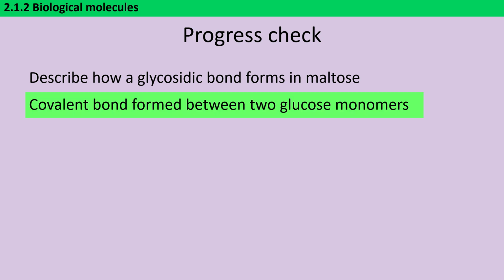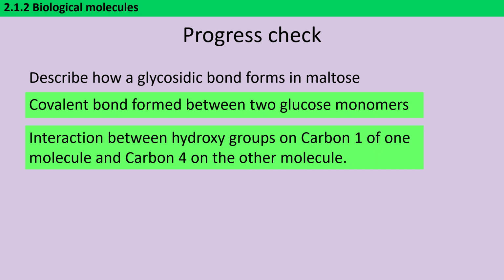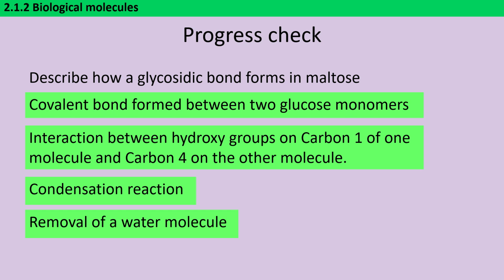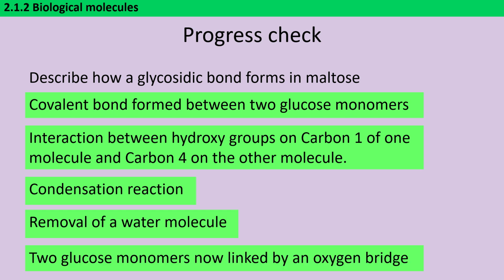So we know that this is a covalent bond that is forming between 2 glucose monomers, and specifically between the hydroxy group on carbon 1 of 1 molecule and carbon 4 on the other molecule. It's an example of a condensation reaction with the removal of a water molecule, and the 2 glucose monomers are now linked by an oxygen bridge.